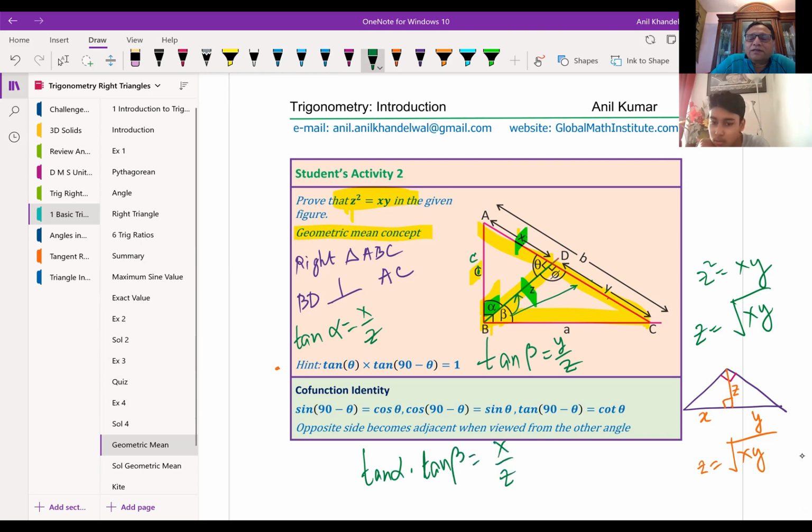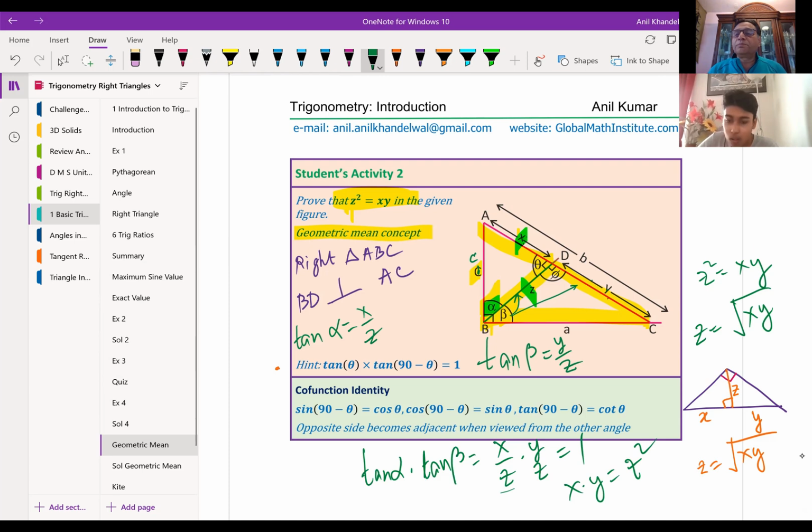You would get z times y over z, right? That should be equal to 1, correct? Because that is 90 degrees. And directly we get x times y is equal to z squared. Do you see, in 3 steps we have proved this particular theorem? You get the idea. Yes.